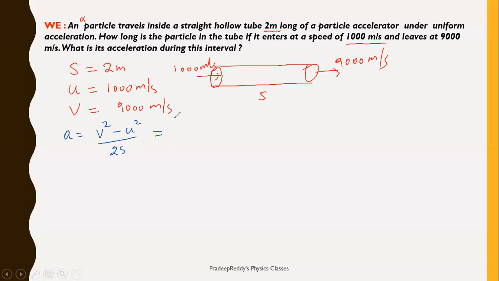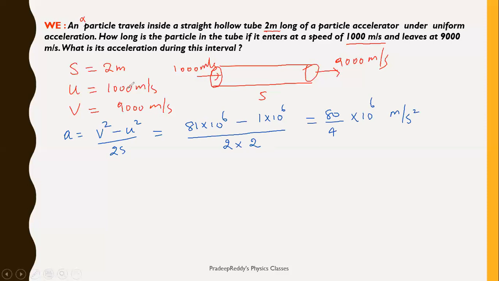V is known to you. V is final velocity. It is 9 square, 81 into 10 power 6, minus u, which is 1 into 10 power 6, divided by 2 into s, where s is 2 meter. This is equal to 81 minus 1, 80 divided by 4 into 10 power 6 meter per second square. That is acceleration. Just v square: V square is 9000 whole square. U square is 1000 whole square. That gives you 80 by 4 into 10 power 6 meter per second square.